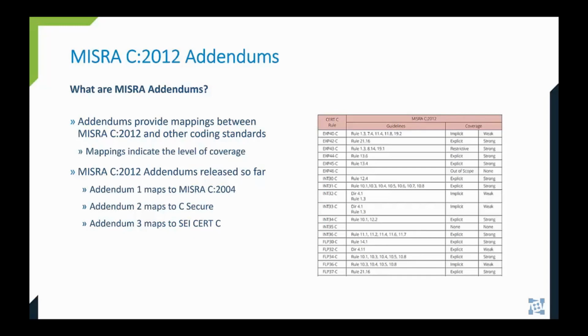Addendums are very useful when you have a business requirement to comply with more than one coding standard, or when you're migrating your compliance from MISRA C 2004 to MISRA C 2012. With addendums, it's easier to understand the delta between standards and decide whether additional guidelines should be added or whether MISRA C 2012 alone is sufficient.